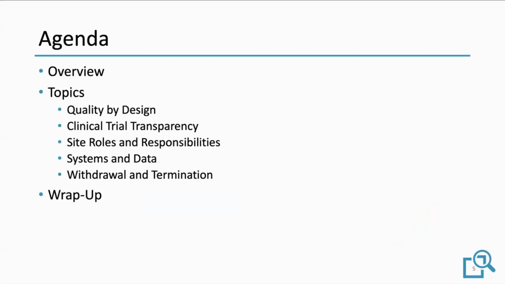We're going to start with a quick overview regarding E6R3, and then we have 5 topics to tackle: quality by design, clinical trial transparency, site staff roles and responsibilities, systems and data, and withdrawal and termination. For each topic, we'll look at what's new on the topic in E6R3, and then what's challenging about it. And then we'll present potential inspection questions that you might need to get ready for. We also have some examples of the kinds of storyboards you might be developing over the next few years to address these topics. All questions and storyboards are hypothetical.